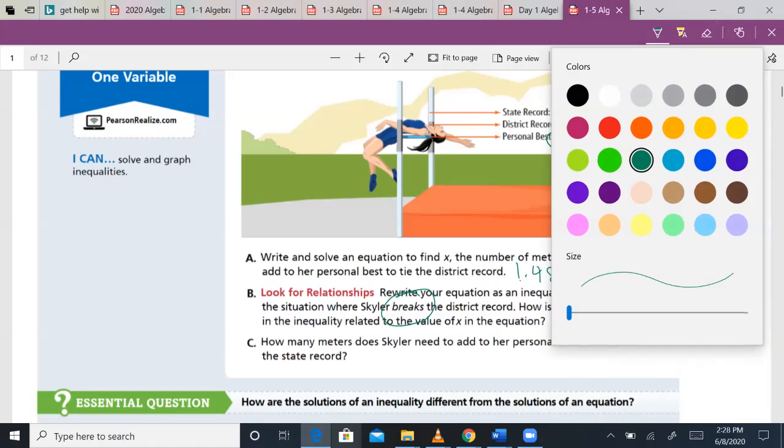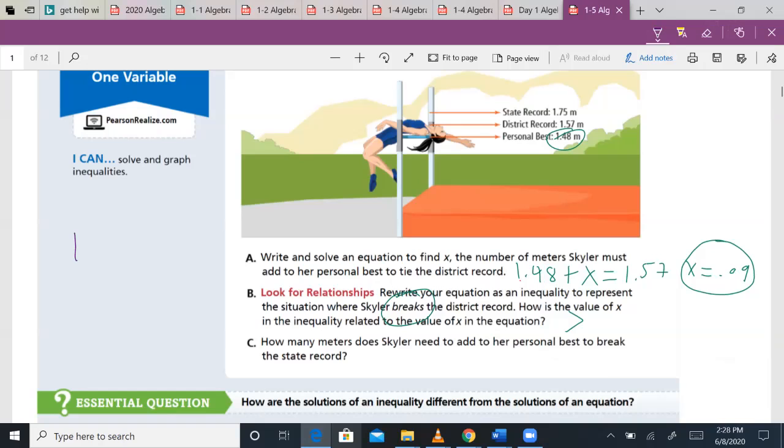So when we write this inequality out, let's do this in a different color. It's the same idea, but now instead of an equation, it's an inequality. So 1.48 plus x is greater now than 1.57, not equal to. It's not an equation. I still get x by itself. So x is going to be greater than 0.09. So that means it needs to be higher than 0.09 in order for her to break the record. Not tie it, but to break it, essentially.